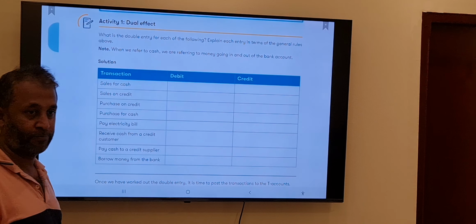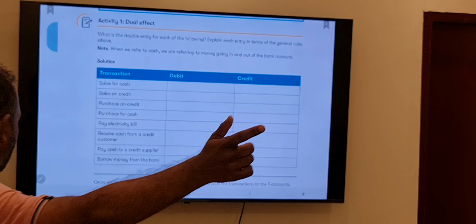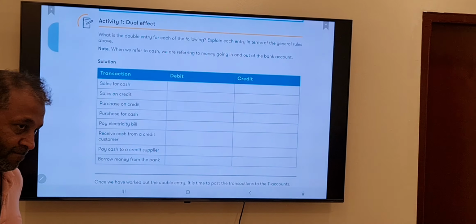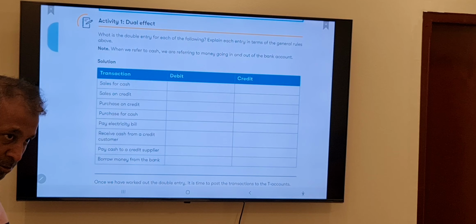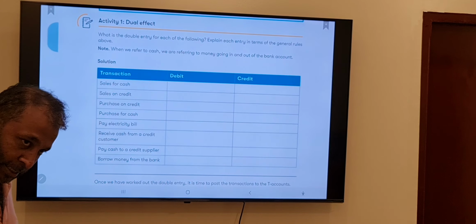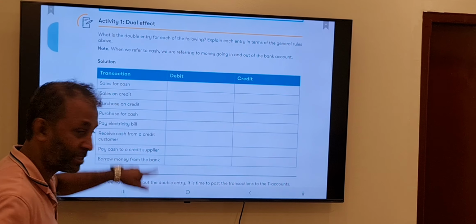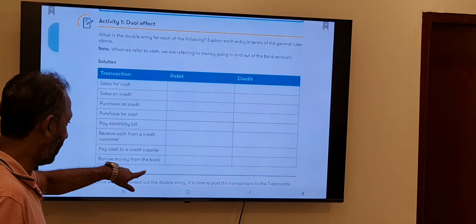Okay, now pay electricity bill. Yes, sir. Debit expenses. Very good. And credit: cash. Good. Mr. Homi, receive cash from a credit customer. Debit cash account. Credit the customer account, the receivable account. You can use different names: receivable account, customer account, debtors account, interchangeably. Pay cash to a credit customer. Supplier debit. Cash credit. Very good.